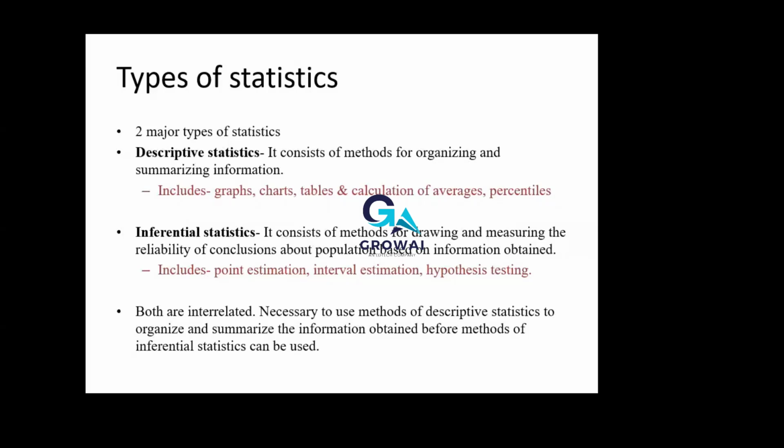data. So where we basically use graphs, charts, tables, and aggregations, calculations, percentiles, all these things go there. And inferential statistics is like estimations. Estimations means what can happen in the future based on the previous operations.